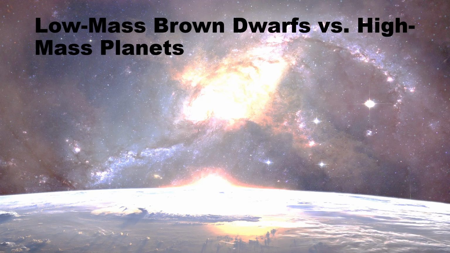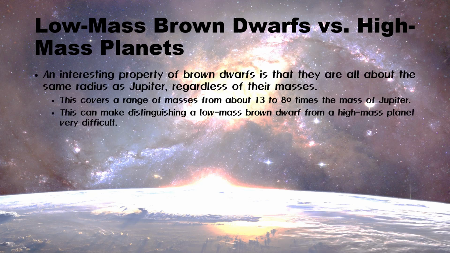So, what is the difference between a low mass brown dwarf and a high mass planet? Think about our Jupiter. We know Jupiter is massive, but where is that cutoff threshold for it to turn into a brown dwarf? Well, an interesting property of brown dwarfs is that they're all about the same radius as Jupiter, regardless of their masses. If you look at that previous image, we saw that those brown dwarfs were the same size as Jupiter. And this actually covers a range of masses anywhere from 13 to 80 times the mass of Jupiter.